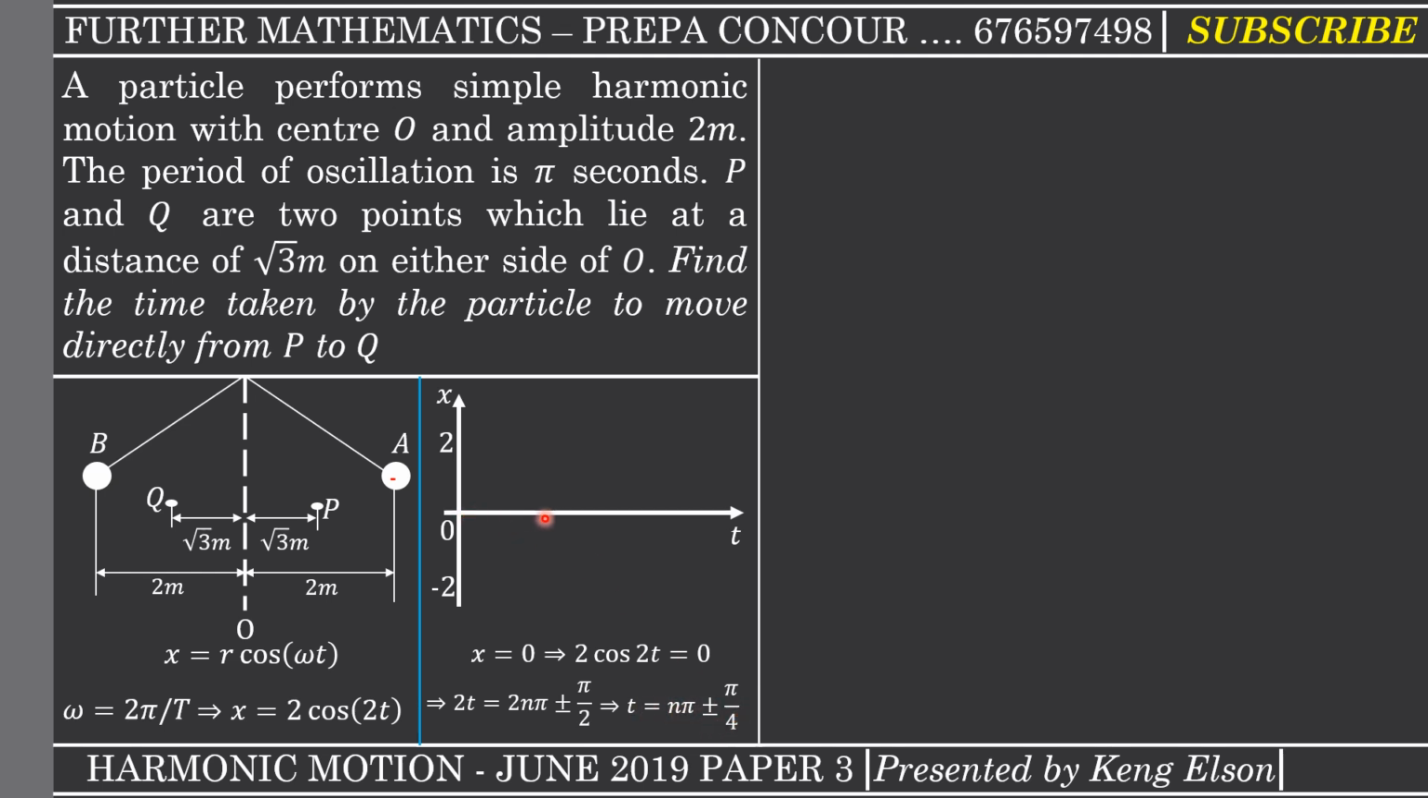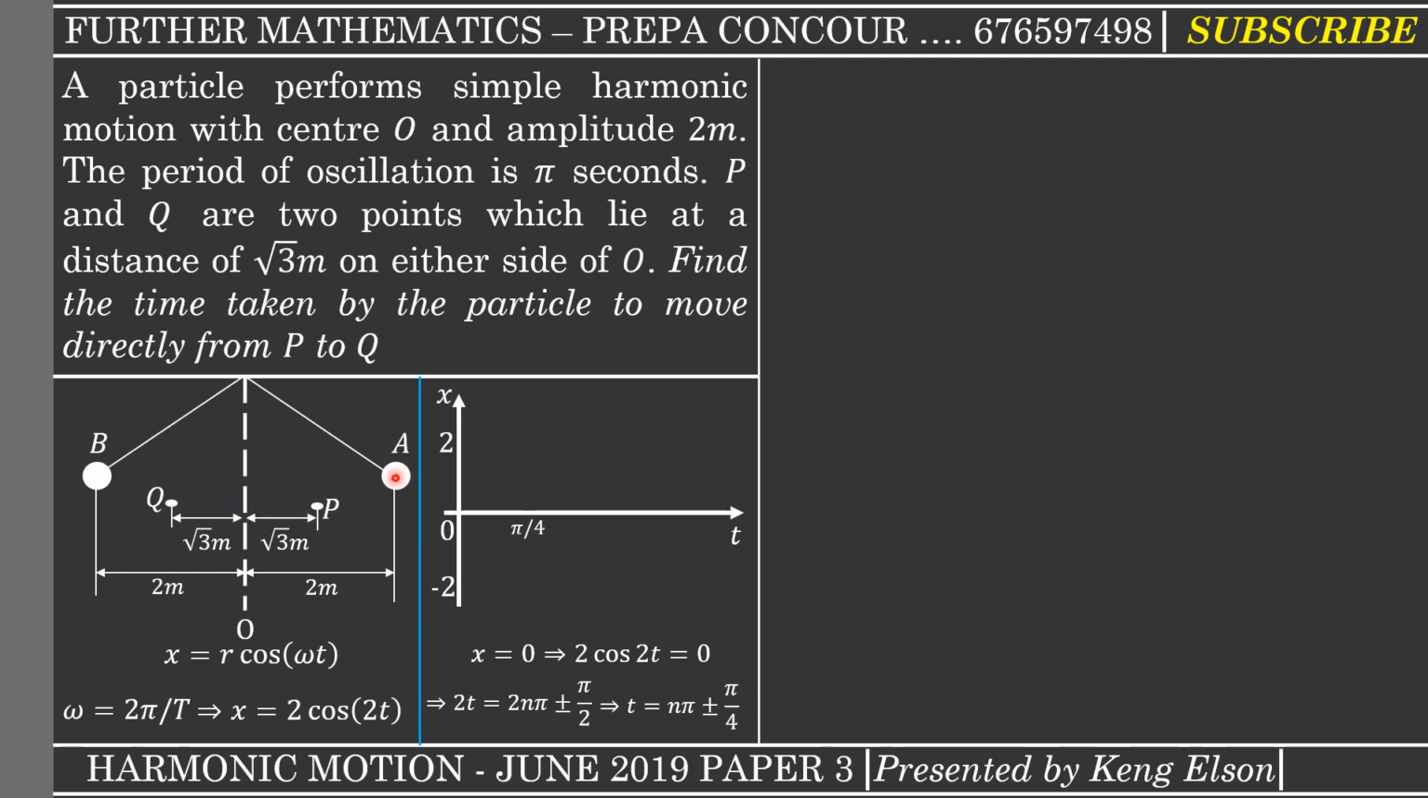But since I'm dealing just with the positive t axis, my t will be positive pi on 4 only. So I begin with pi on 4. This is the first instant when the displacement will be 0. So when you move from A and you go to O, the time taken from the point A to the point O is basically pi divided by 4 seconds. Now when you move from O, you need to move to B before you come back to O and go back to A again.